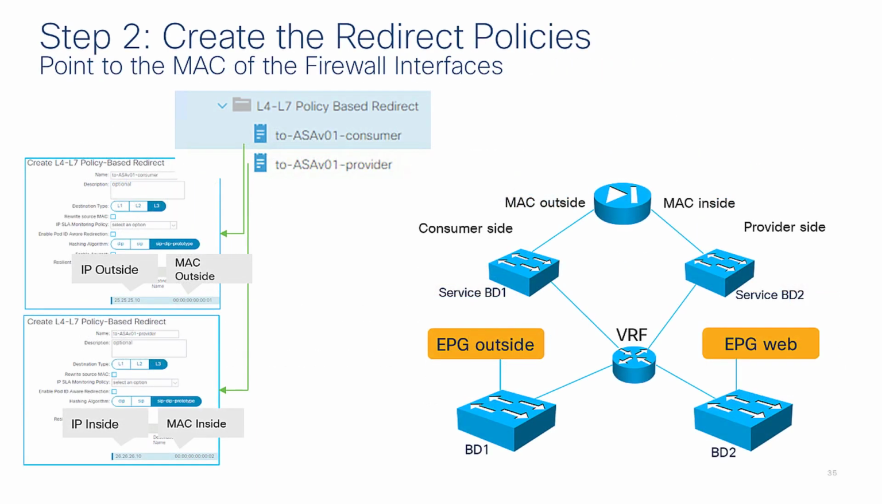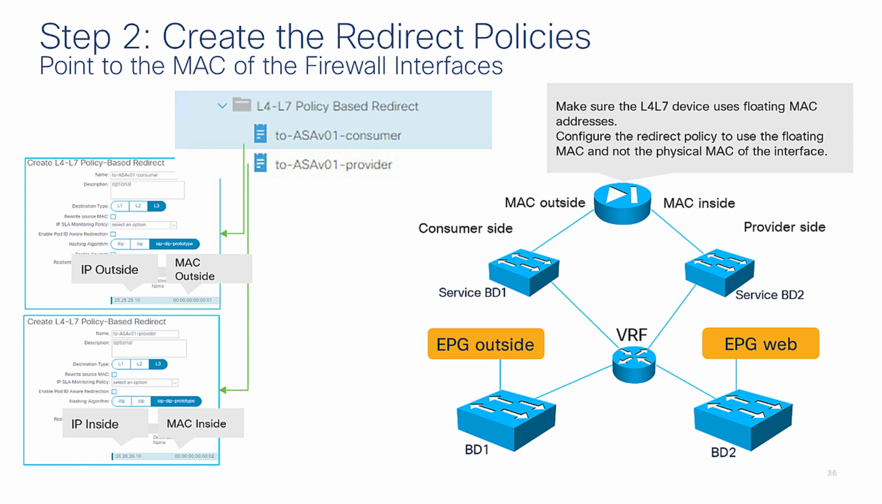Step number 2, that's where you need to create the redirect policies. So that's where you define the destination IP and MAC addresses for redirected traffic. And because here we're using a 2-node deployment, there will be one policy for the outside interface and one policy for the inside interface.